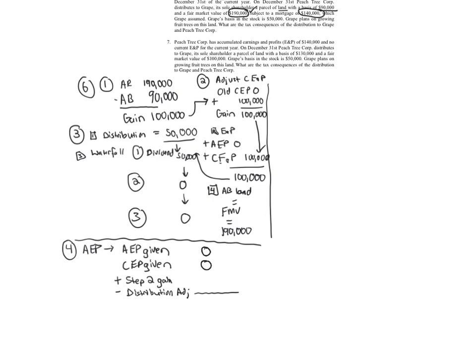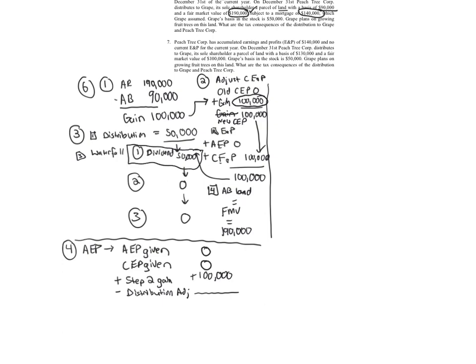Step 2 gain, you take the amount of gain that we recorded in step 2, which is why I use it, because it's easy to find this $100,000. Sorry, that's gain, my apologies. This is new E&P, new E&P plus 100,000 minus distribution adjustment is going to be the amount of dividend.